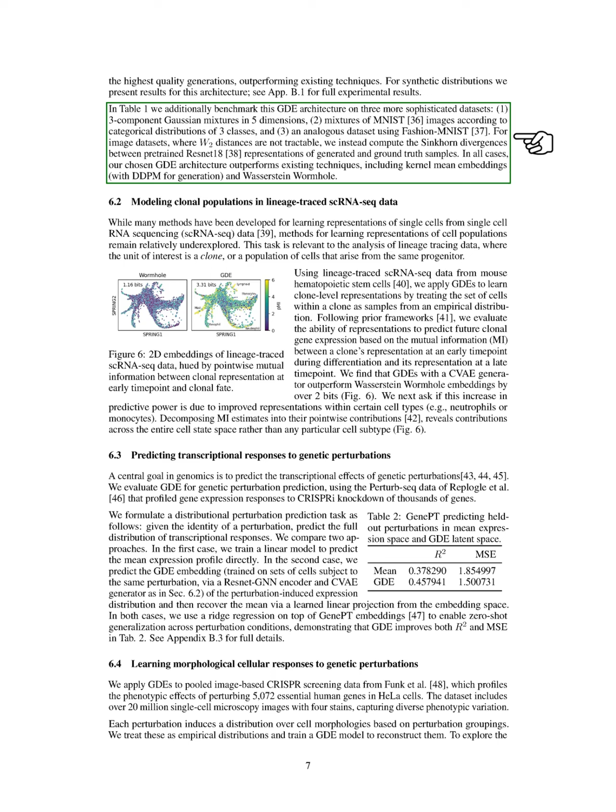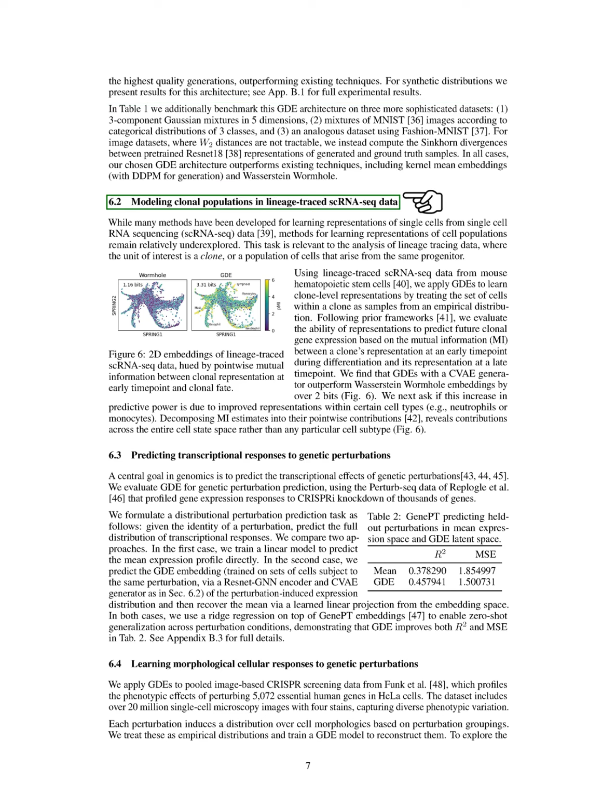Additionally, we benchmark this GDE architecture on 3 more complex datasets. 1. 3-component Gaussian mixtures in 5 dimensions. 2. Mixtures of MNIST images based on categorical distributions of 3 classes. And 3. A similar dataset using fashion MNIST. For image datasets, where calculating the Wasserstein distance is not feasible, we compute the Sinkhorn divergences between pre-trained ResNet 18 representations of generated and true samples. In all scenarios, our selected GDE architecture outperforms existing techniques, including kernel mean embeddings with DDPM for generation and Wasserstein wormhole.